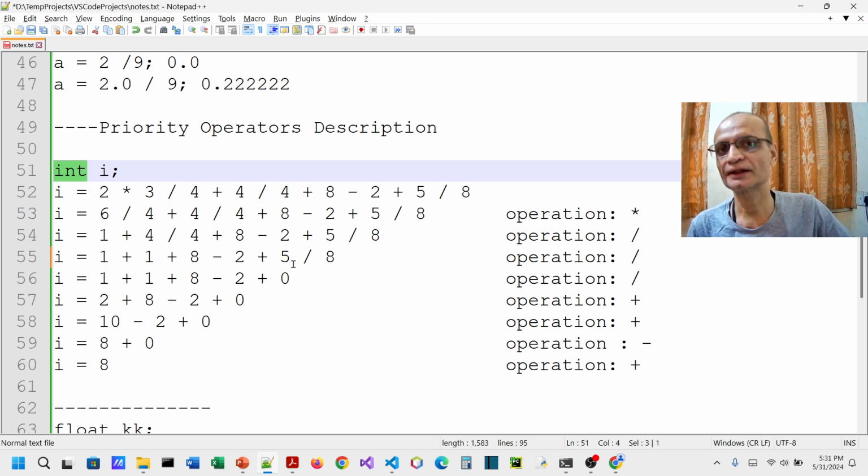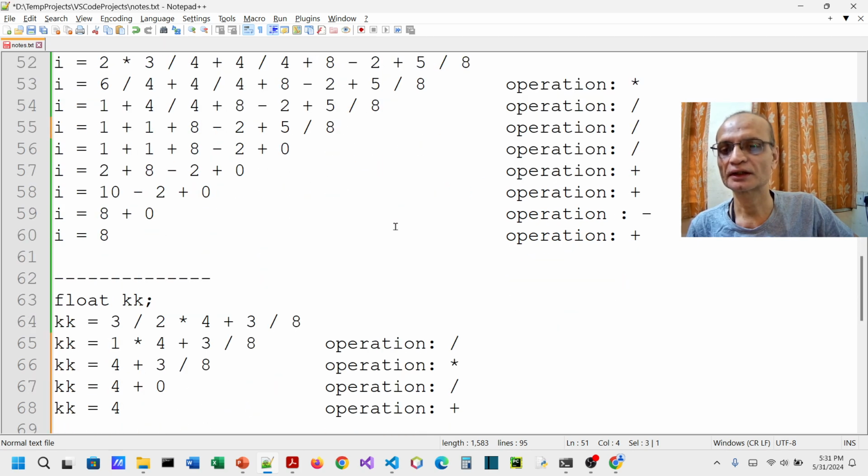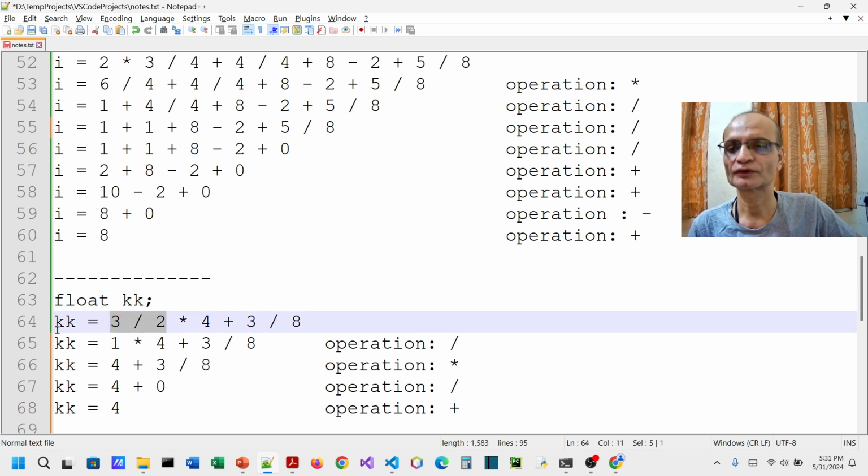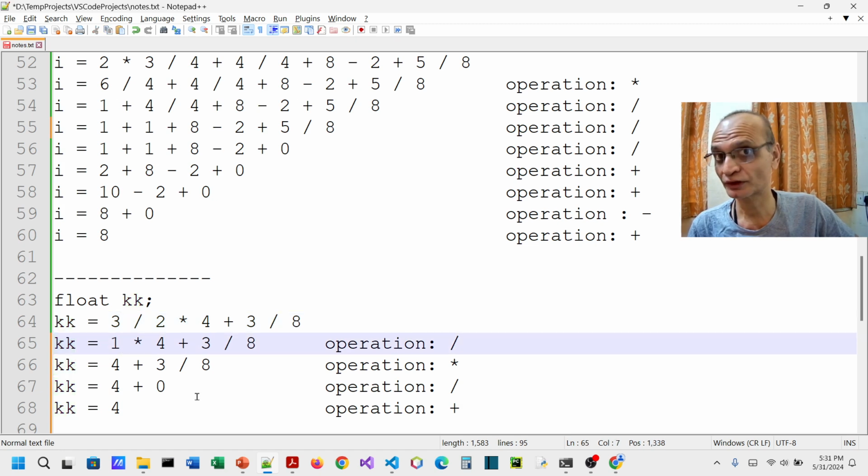That means on the left hand side it is an integer. Now if you have another expression, say a float kk, and I give you the expression 3 by 2 multiplied by 4 plus 3 by 8, how is it going to happen? Again you start with associativity left to right. So you have 3 by 2. Now this is an integer division, though kk is a float, 3 by 2 is an integer, so you are going to get not 1.5 but 1, and we have seen this in our previous video. So this is 1 multiplied by 4 plus 3 by 8, and the operation is division.